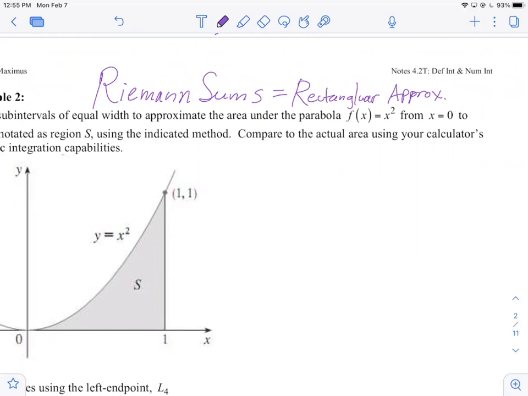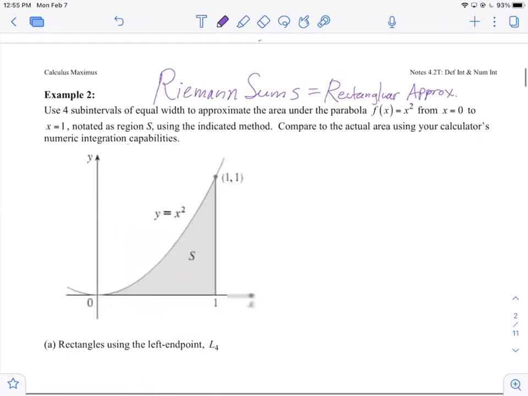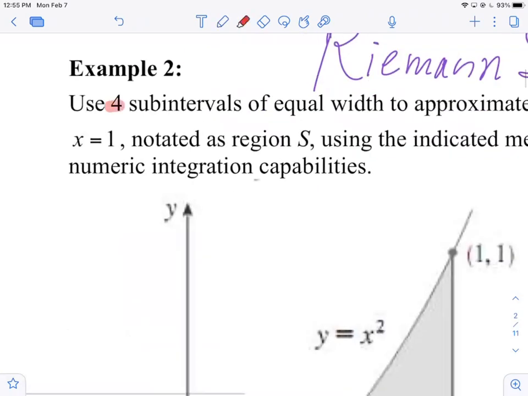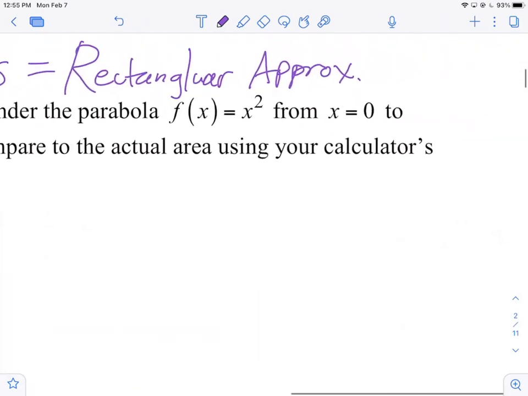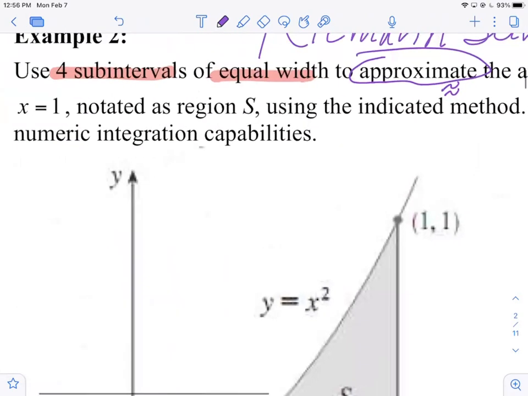Okay, got it. So step 1, it says to use 4 subintervals. That's 4 partitions, divided into 4 spaces of equal widths, to, and here's the word, approximate. So now we're on squiggle alert, right? Estimate or approximate is squiggle alert. The area under the parabola x squared from x equals 0 to 1.